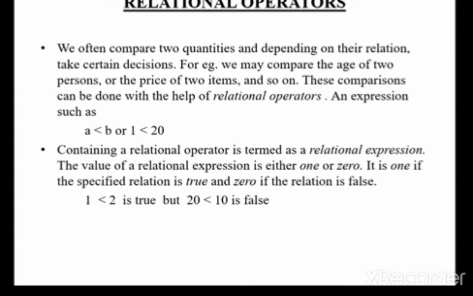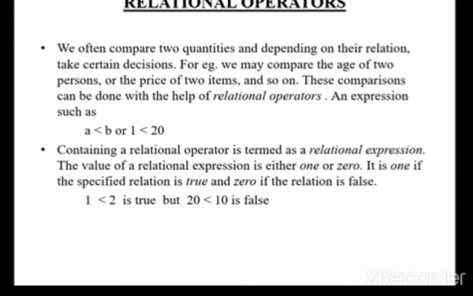Always the value of a relational expression, that means the comparison, a greater than b or age greater than 18, is either 1 or 0. 1 for true: when the given comparison is true, you get the value 1. When the given comparison is false, we get the value 0. If the specified relation is true it is 1, and if the specified relation is false it is 0.